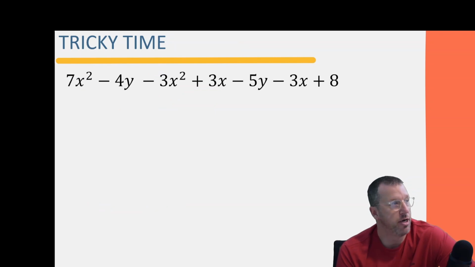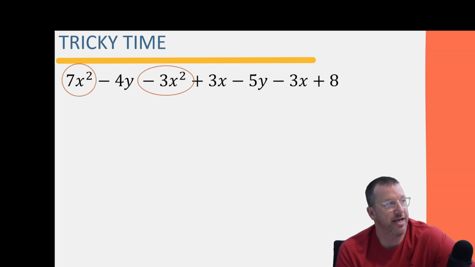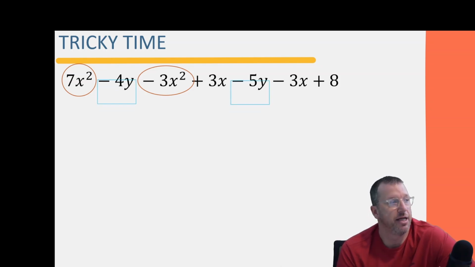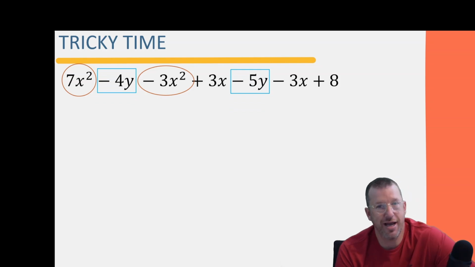Well, let's look for terms that are the same. Let's see what we find first. These terms have x to the second power. They both have the same thing. Their coefficients are just different. So those are terms that are alike. And then we have this guy. These are the ones that have a y as a variable. All right, so we can combine those.